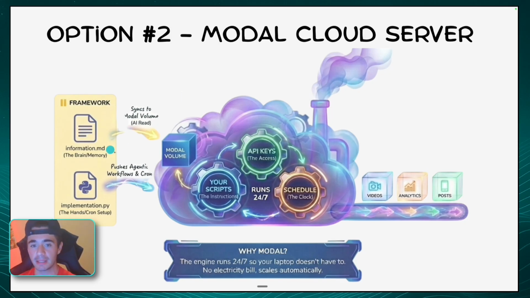So we're giving the information MD folders to this thing called Modal Volume. And inside of the Modal Volume, we can just store information that the agent will go and read before executing any script. Once we have that in there, we could also push in all of our implementation Python scripts, which have the actual code to execute any task that we want. We could then set these up on a cron schedule, just like how we did in option number one. And these agents will just be churning out day in, day out on a weekly schedule, monthly schedule, or even hourly.